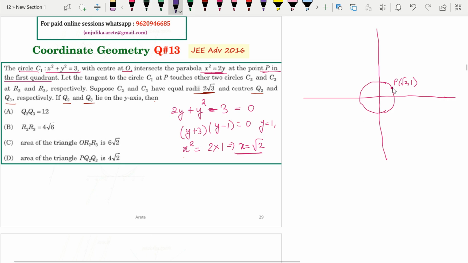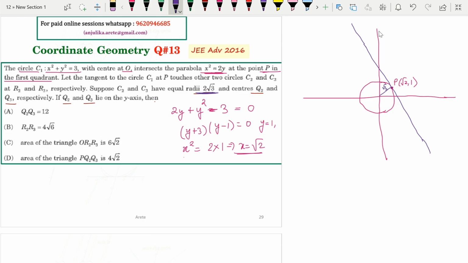First of all, they're talking about the tangent. So let's draw the tangent first. So tangent at P. Okay, it is touching two other circles. The same tangent is touching two other circles, C2 and C3. What kind of circles? So this radius you know is root 3. They are giving that the radii are both the same, 2 root 3. Of course, it's a double of this one, right?